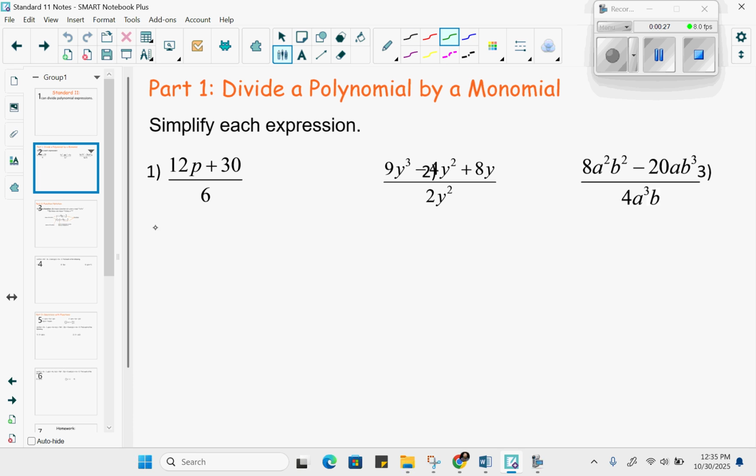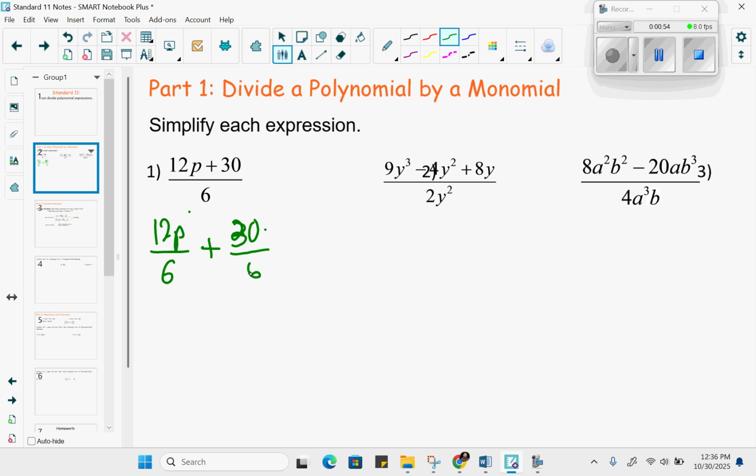We're going to take the first term here, 12p, draw a line underneath it, and put whatever's on the bottom underneath it. So now we have 12p divided by 6. I'm going to separate this from the next term with the plus sign that's right there. Go back to green. I'm going to go to the second term, 30 over 6.